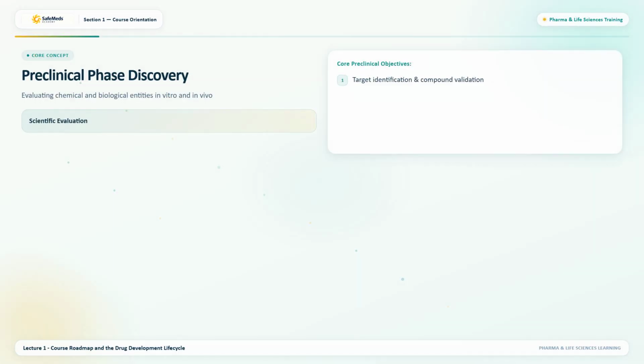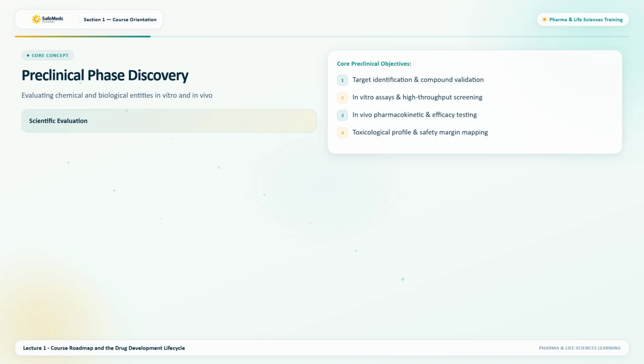The preclinical phase of drug development marks the transition from basic laboratory research to formal investigational product evaluation. Before any new chemical entity or biological product is administered to humans, sponsors must conduct rigorous target validation and compound screening. Preclinical teams utilize in vitro laboratory assays and in vivo animal models to evaluate the pharmacological activity, pharmacokinetics, and toxicological profile of the compound. These studies aim to establish safety margins, identify potential target organ toxicities, and determine the initial pharmacokinetic parameters.